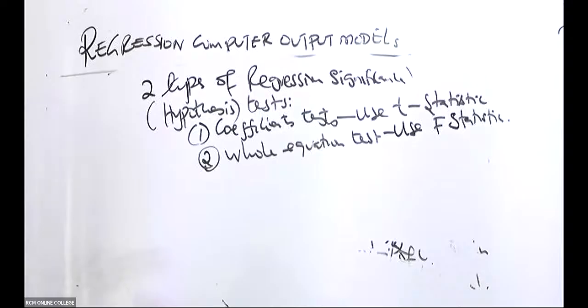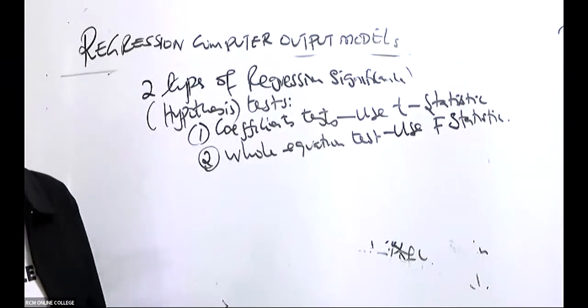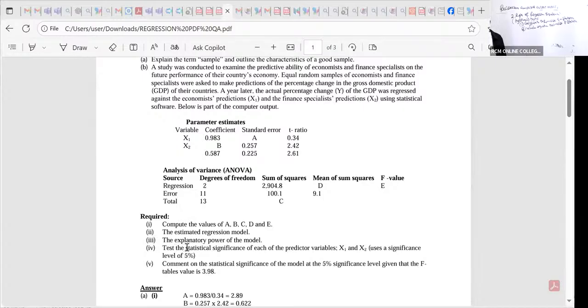Normally this is very easy. If you look at the question that this examiner has asked us, Roman 4: test the statistical significance of the predictor variables X1 and X2, each one of them. Automatically I'm going to use T, because it is either coefficient or variables. Then if you look at 5, comment on the statistical significance of the model. The model is the whole equation, and they have given you the F table's value.